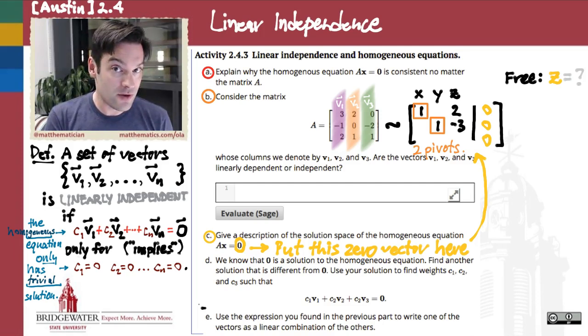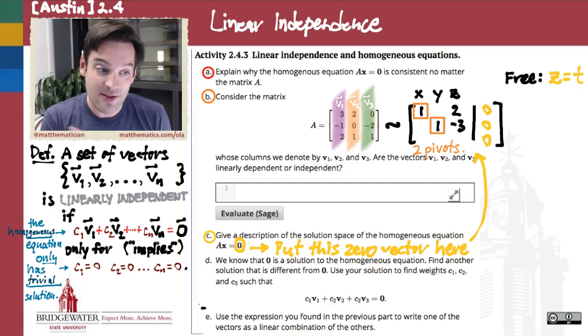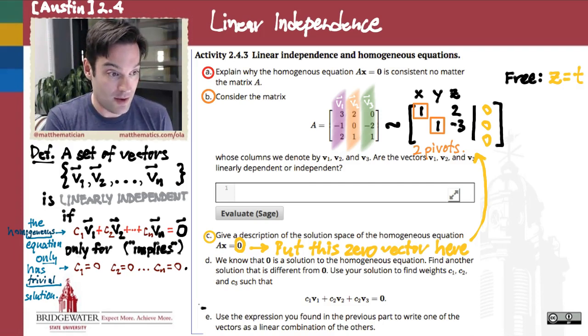Now what do you do with a free variable when you're forming a parametric description of a solution space? This is where the parametric gets its name. You set that free variable equal to a parameter, which usually we'll call t for starters, but if we have multiple, we might start using s and r and u and letters like that. But t is usually the most friendly parameter name that we use for this.